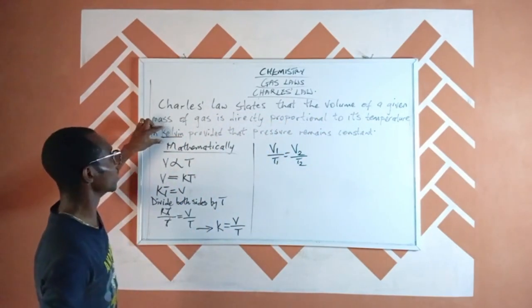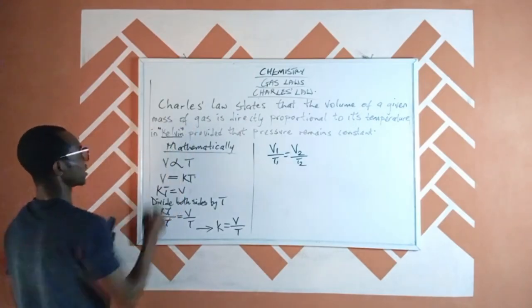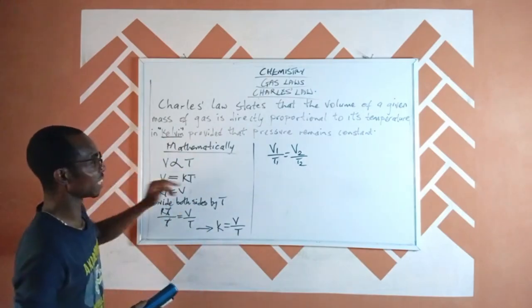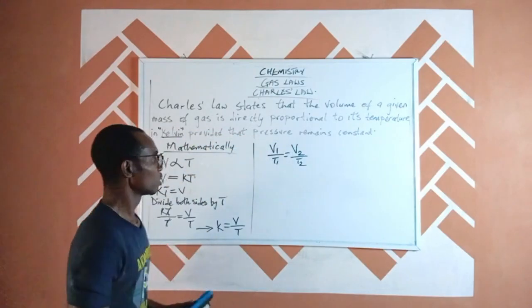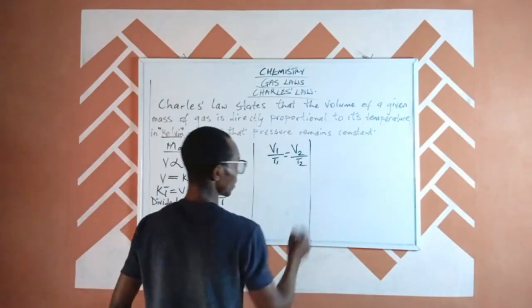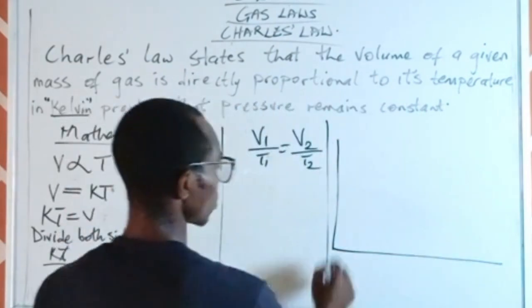Please note that we are making mention of that. It is very, very important that we understand this. The unit of that temperature must be in Kelvin at constant pressure. So this is what Charles law is saying. Graphically, this is what Charles law looks like.